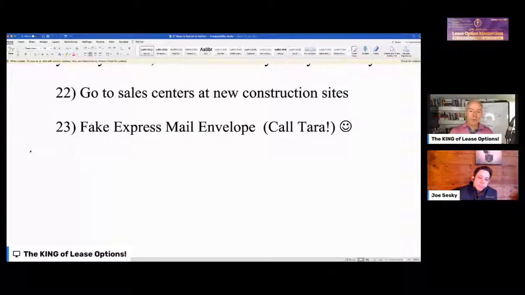Because everybody that goes to a new construction site at a DR Horton or whoever the builder is, most of those buyers looking have a house they need to sell. And that's where we can come in.